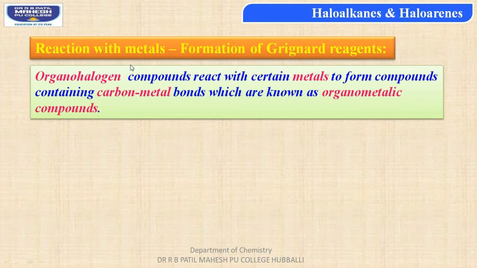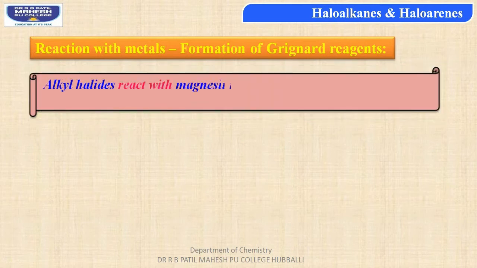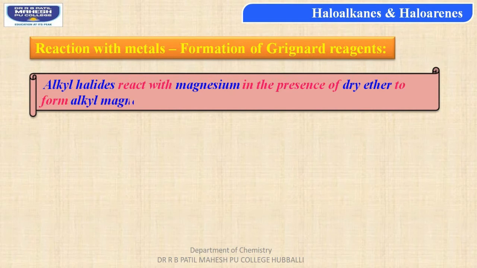The compounds which have a carbon and metal linkage are called organometallic compounds. Next, students, alkyl halides react with magnesium in the presence of dry ether to form alkyl magnesium halide, which is nothing but Grignard reagent.